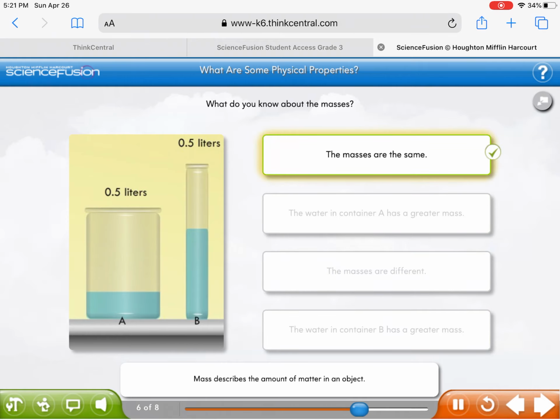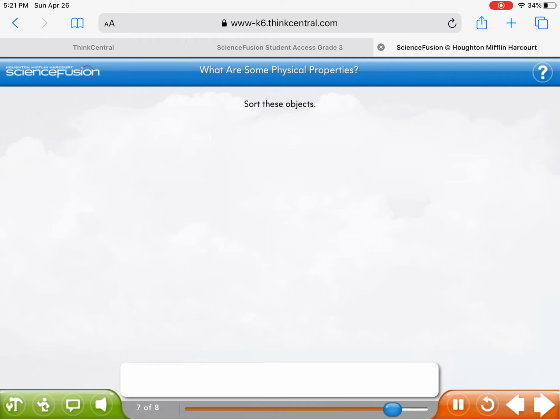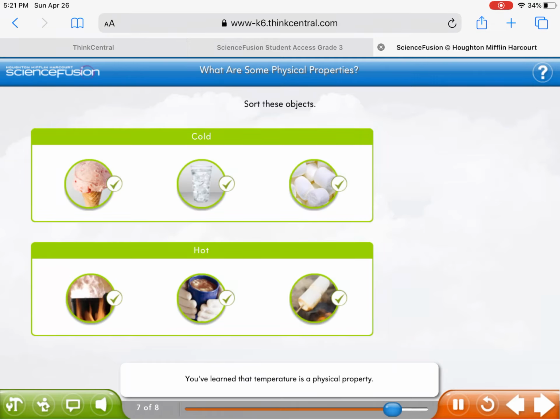That's right. Mass describes the amount of matter in an object. Volume is the amount of space matter takes up. Both containers hold the same type of matter, water. Therefore, if the volume is equal, then the masses are equal. So they're the same. You've learned that temperature is a physical property.